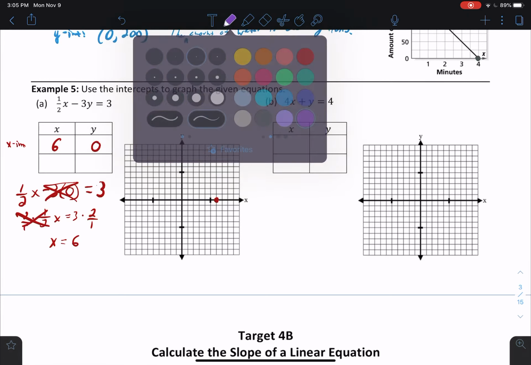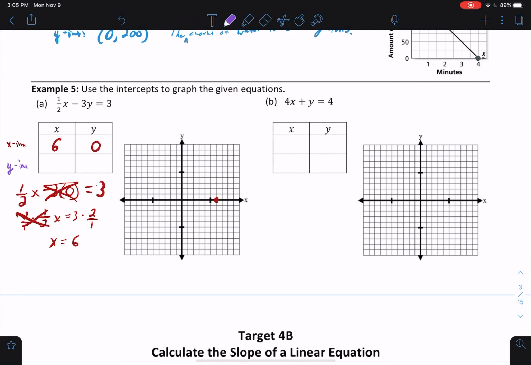Okay, the y-intercept, get a different color. The y-intercept says the x-coordinate is 0. What is the y-coordinate? So I'm going to plug in 0 for my x, and I'm going to solve for my y. So 1/2 times 0 is 0, so I've got negative 3y equals 3. Divide both sides by negative 3, I'll get y equals negative 1. So my y-intercept is (0, -1). It crosses the y-axis at that point (0, -1). So now all I need to do is plot these 2 points and connect the dots.